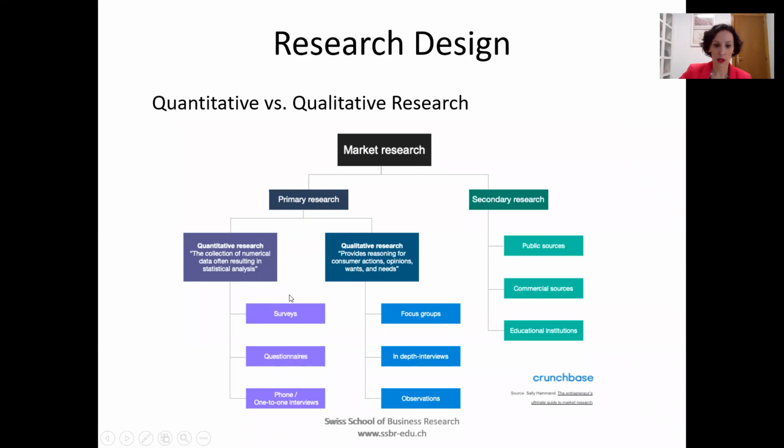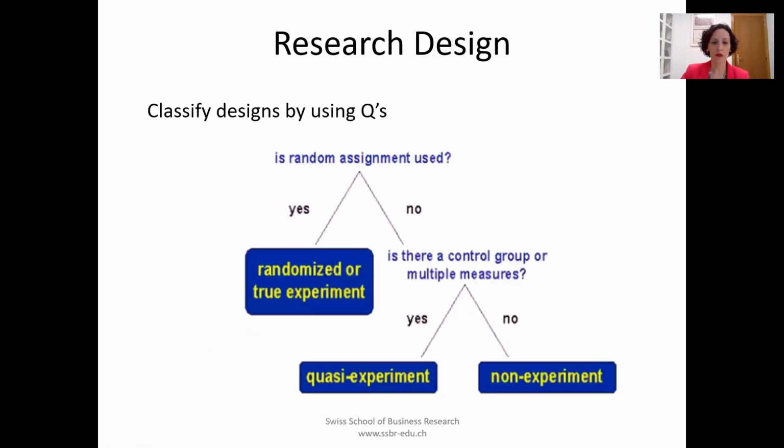And besides the samples that we just saw, we can think of surveys being quantitative, questionnaires, or phone or one-to-one interviews. And when we're thinking of qualitative, it can be more based on focus groups, in-depth interviews, or observations of the population group that you are studying.